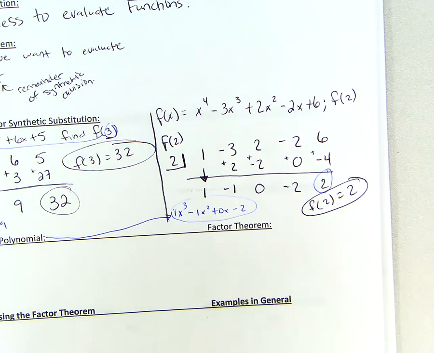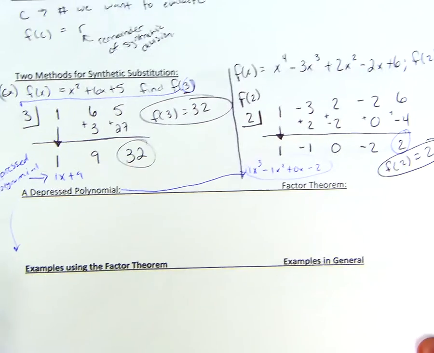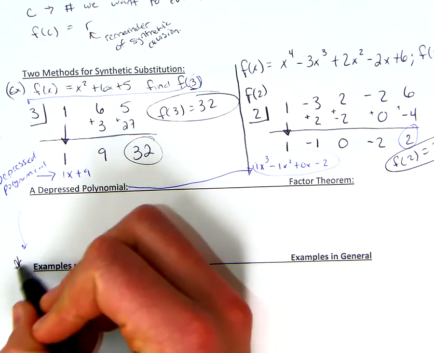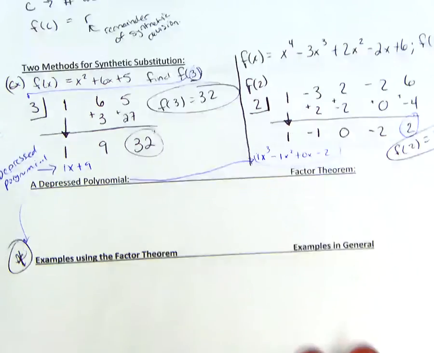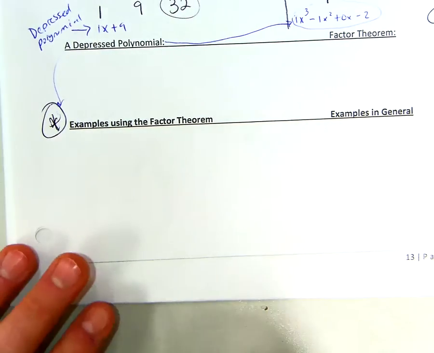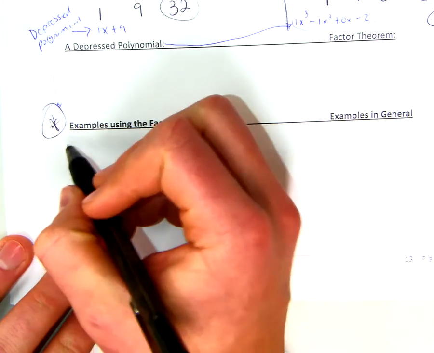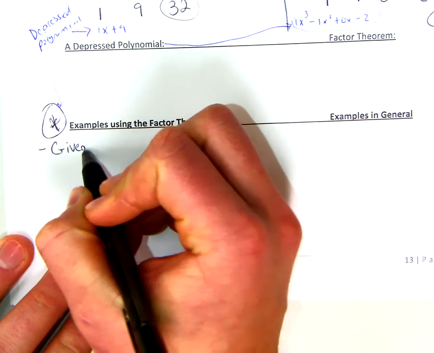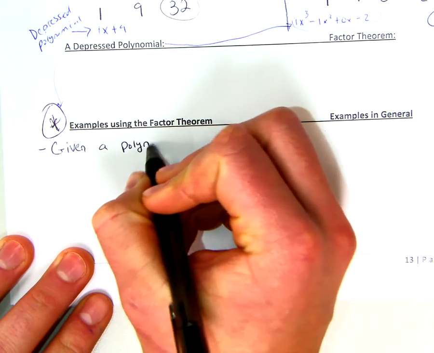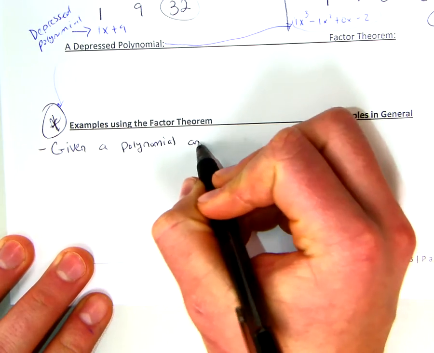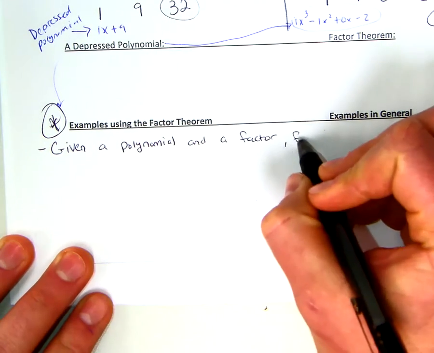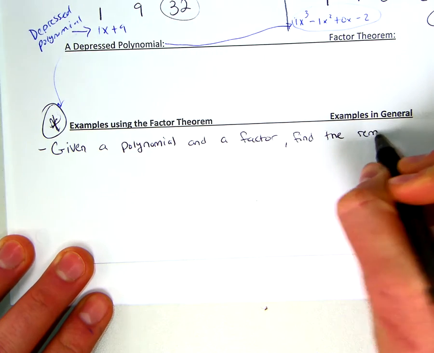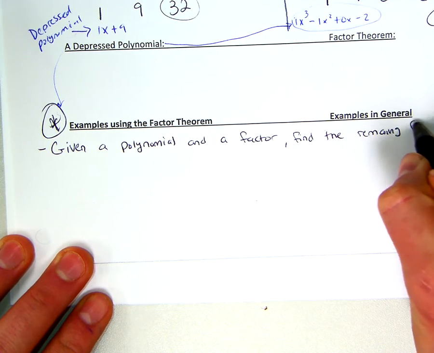The evaluating chunk. You will also be given the second part, which we're going to talk about with these examples here. This is where you're given a solution already and you are asked to find the other solutions using synthetic division. So, the first example I want to give you, the directions in your book or in an example is going to say: given a polynomial and a factor, find the remaining factors.